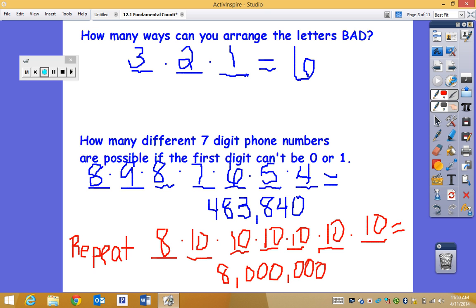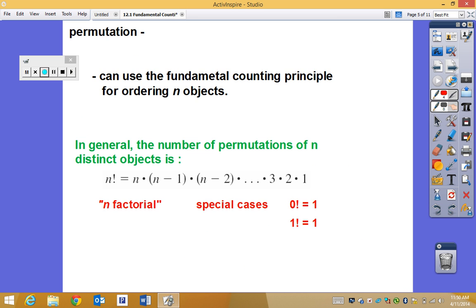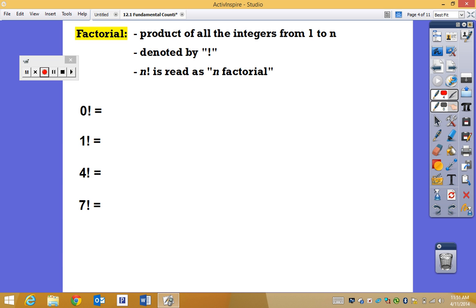Let's take a look at our next slide. And we're talking about factorial. Factorial is the product of all the integers from 1 to n, and it is denoted by an exclamation point. It is read as n factorial. There are a couple of special cases. 0 factorial is 1. 1 factorial is 1. 4 factorial simply means 4 times 3 times 2 times 1. And that's going to be 24.